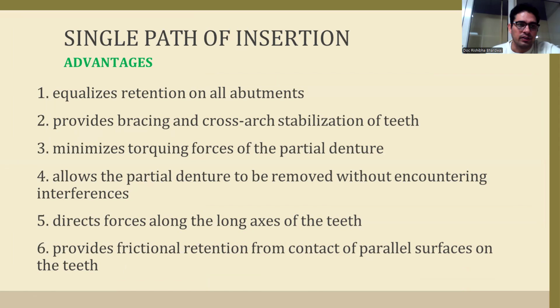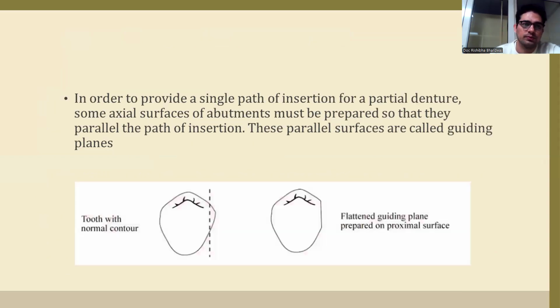Advantages of a single path of insertion. It equalizes the tension on all the abutments. It provides bracing and cross-arch stabilization of the teeth. It minimizes torquing forces of the partial dentures on the abutment teeth. It allows the partial dentures to be removed without encountering interferences. It directs the forces along the long axis of the tooth. It provides frictional retention from the contact of parallel surfaces to the tooth.